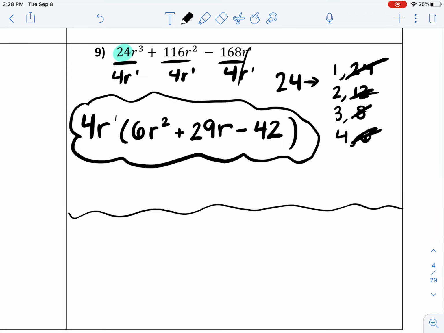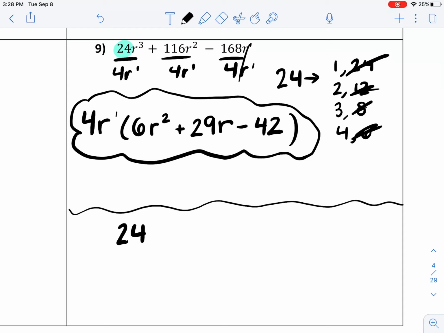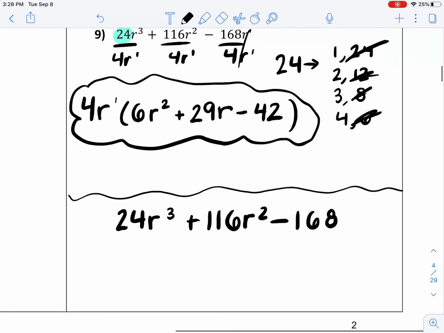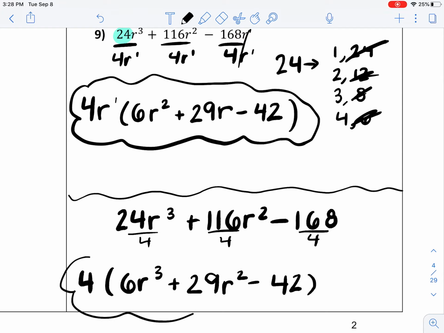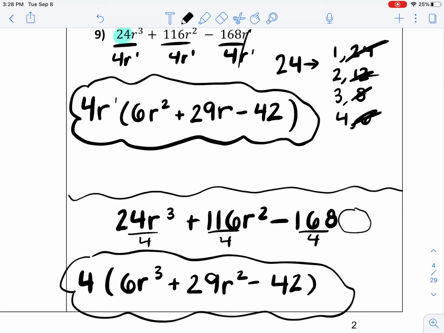The last thing I'm going to do with you is this exact same question, but we're going to pretend that the last r doesn't exist. So this is what would happen if that 168 didn't have an r. If it doesn't have an r, that means your GCF cannot have an r. So our GCF would just be 4. You would just divide these by 4, and I would get 6r cubed plus 29r squared minus 42. So that would be if the r was missing here.